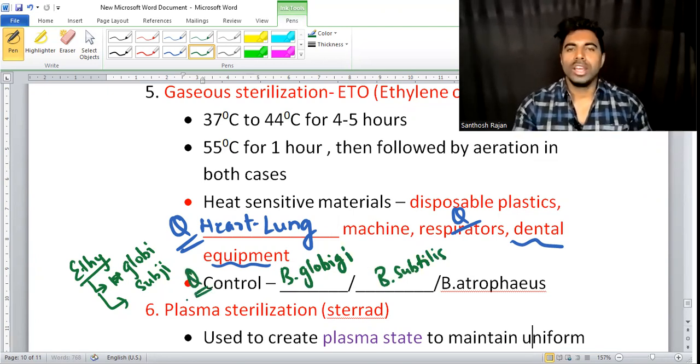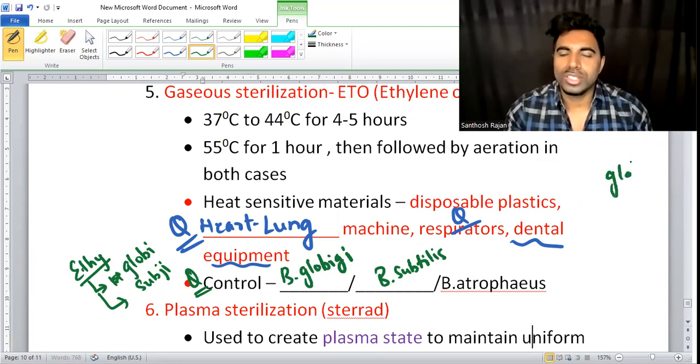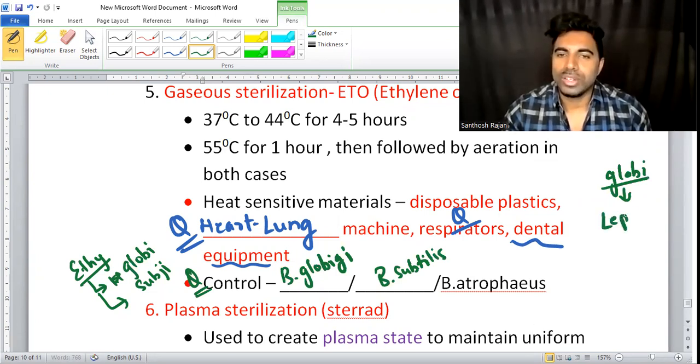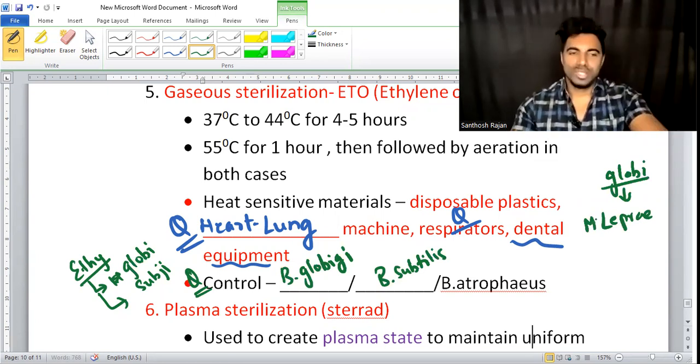And don't forget, we have another globi we are going to study in acid-fast bacteria. Which one gives a globi-like appearance? Mycobacterium leprae, leprosy. Okay, don't forget. Don't confuse that globi with this one, but one globi is here also.